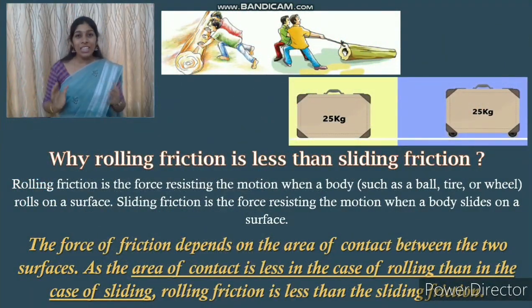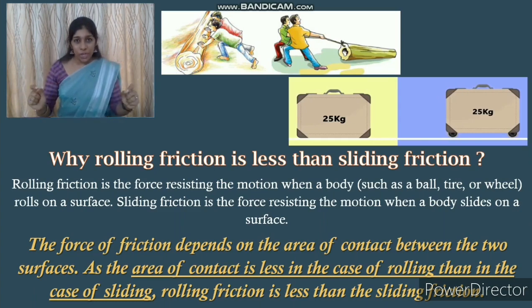So by filling the unlabeled chart, what did you understand? That is, why rolling friction is less than sliding friction. Yes, rolling friction is the force resisting the motion when a body such as a ball, tire or wheel rolls on a surface. Sliding friction is the force resisting the motion when a body slides on a surface.